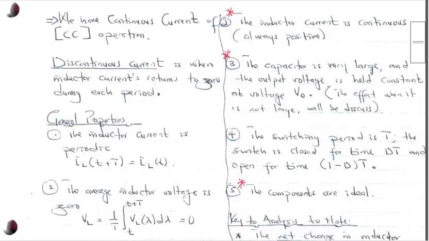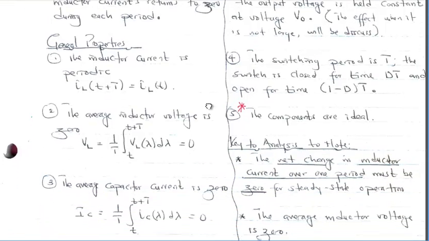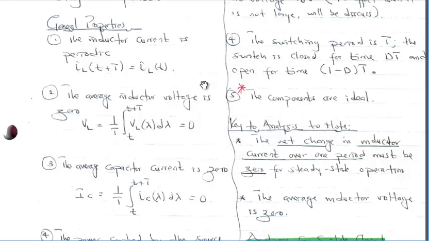Welcome back. We are going to continue our lecture with the general properties, some few properties that we want to keep note of. What are these properties? The first one, the inductor current is periodic. So we are making the assumption that the inductor current is periodic. So that's the first assumption we want to make, or the first property of the current which is going to be flowing through the inductor.